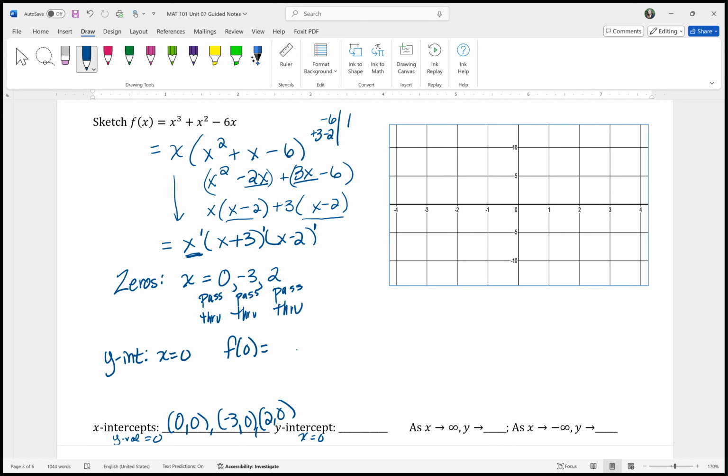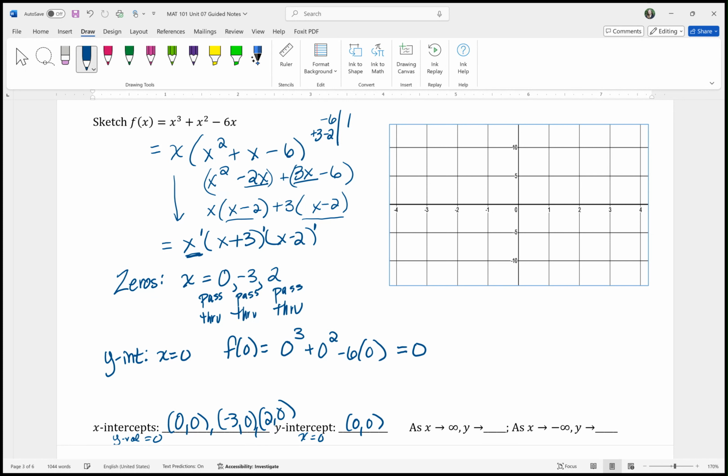So we've got 0 cubed plus 0 squared minus 6 times 0. Guess what that's going to give us? It's going to give us 0. So that means that our y-intercept is also (0, 0).